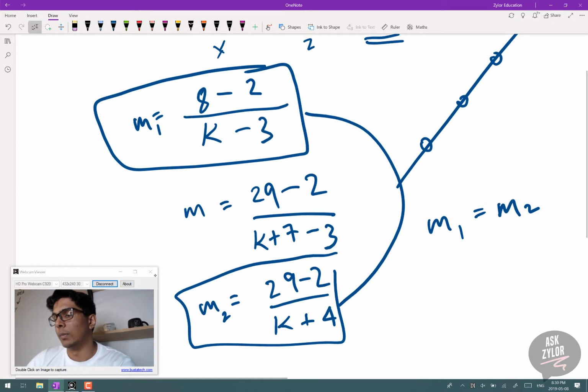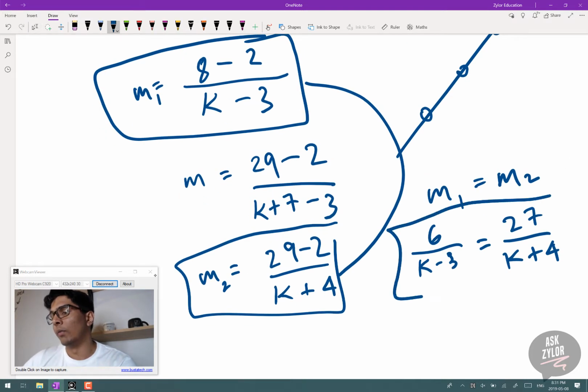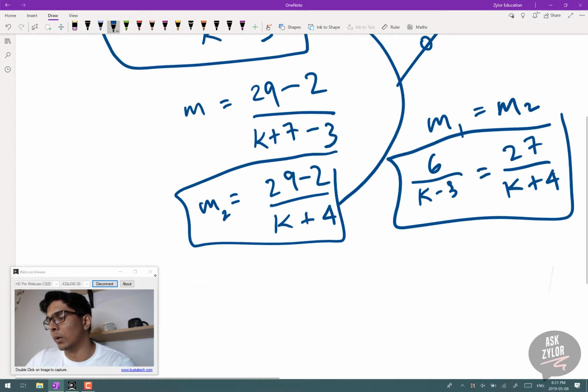So what I can do is make these fractions equal to each other. So 8 minus 2, I can simplify that to just 6. So I have 6 over k minus 3, and then 29 minus 2 is 27 over k plus 4. Okay, so now I have one equation with one unknown variable, which is my k. Now I can go ahead and solve this.